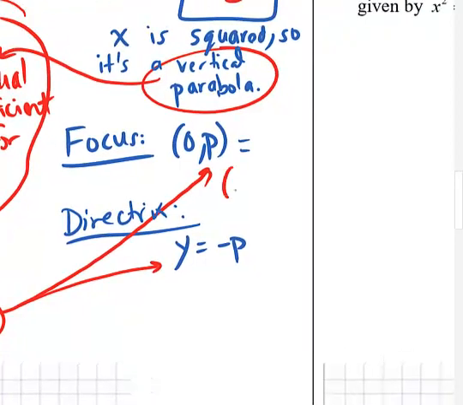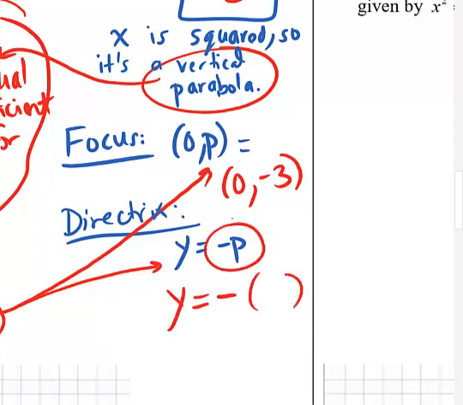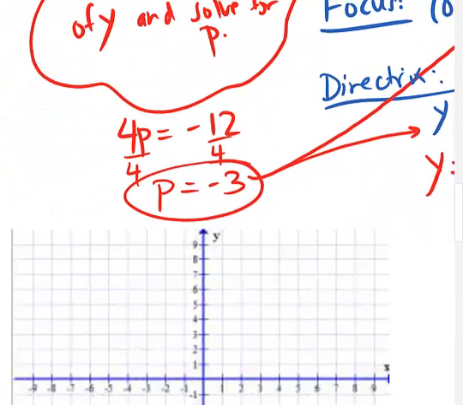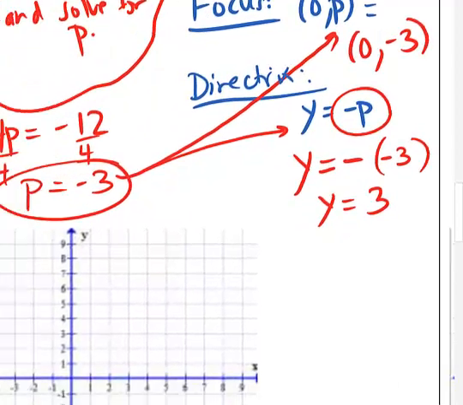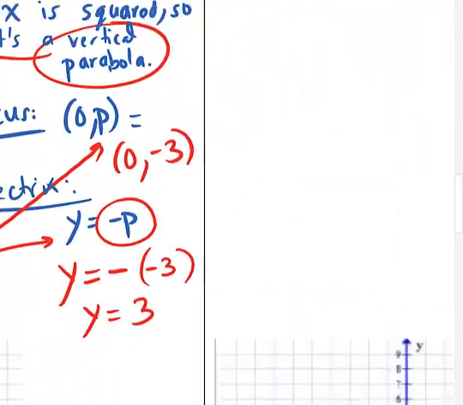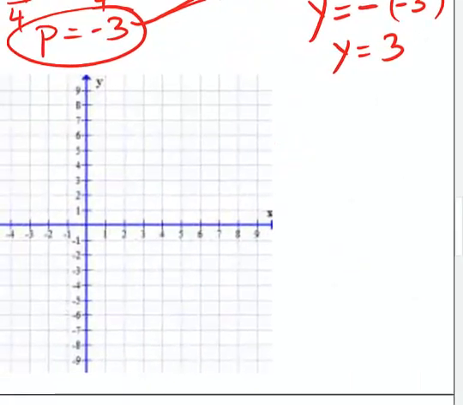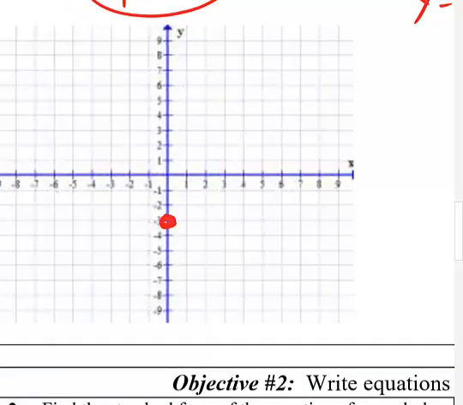So if p is negative 3, I'm going to replace that here and here. So the focus will be 0 comma p, which is 0, negative 3. The directrix, though, I've got to be careful because there's already a negative as part of its formula. It's negative p, but p itself is negative, so it's negative negative 3, which would actually be positive 3. I'm going to plot that point, the focus, and that directrix. 0, negative 3 would be down below the x-axis. And then the line y equals positive 3 is above the x-axis.